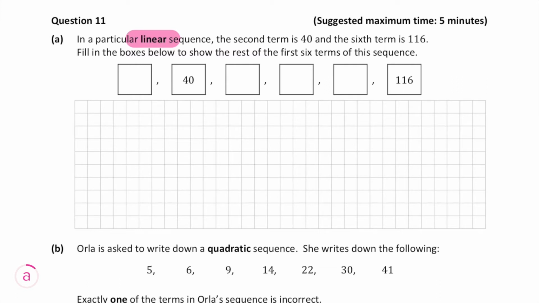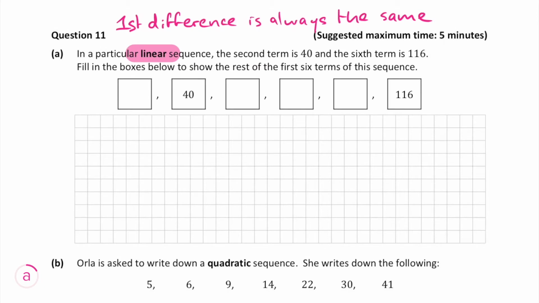First of all, let's write down the definition of a linear sequence. A linear sequence is a sequence of numbers where the first difference is always the same. This means that the difference between any two numbers that are next to each other is a constant.